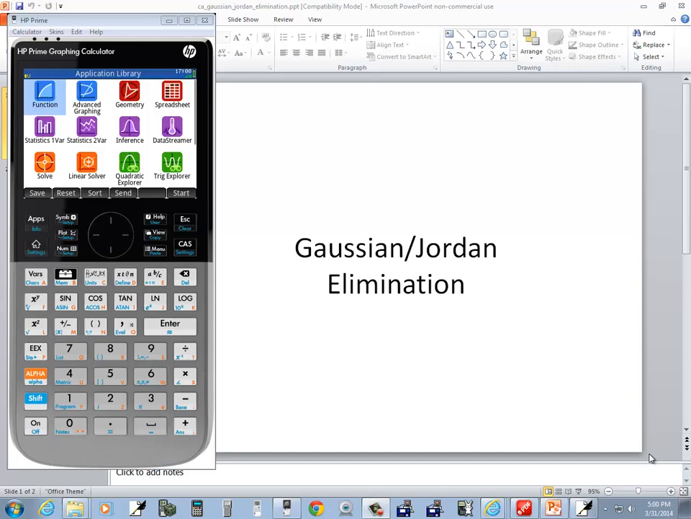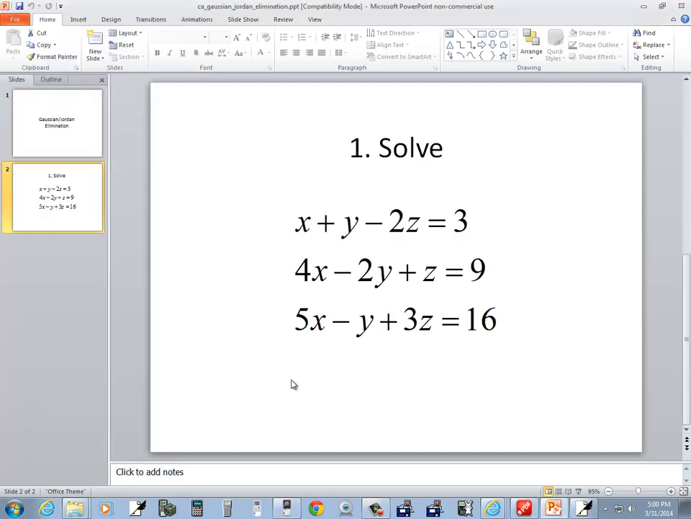Let's take a look at Gauss-Jordan elimination on the HP Prime graphing calculator. And let's take a look at this problem here.